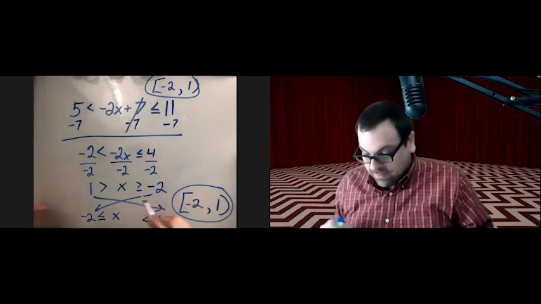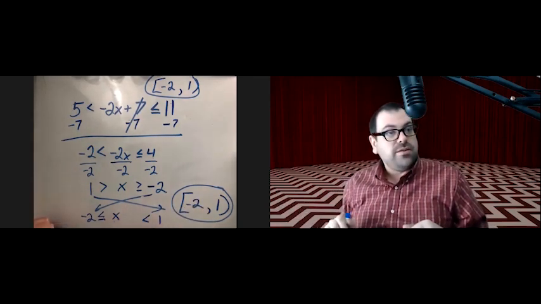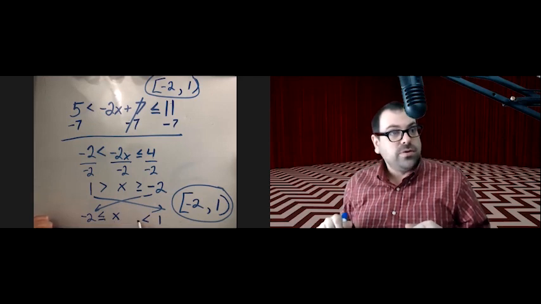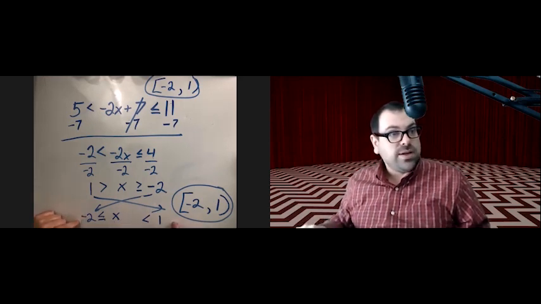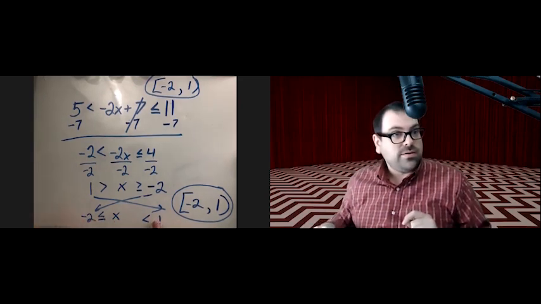Maybe even easier because we didn't have to go through the number line to figure out how to write this as an interval. We can see our two endpoints. The smallest is -2, the largest is 1. Square bracket, no square bracket.